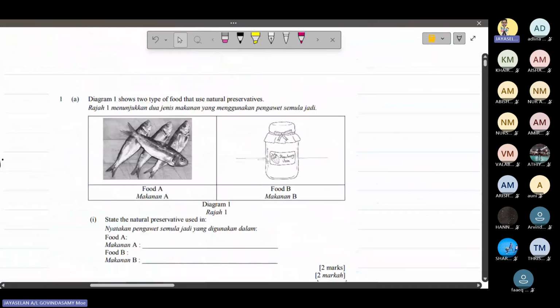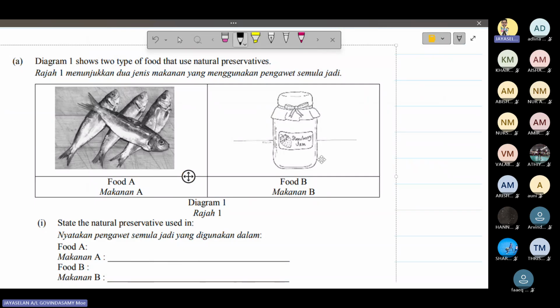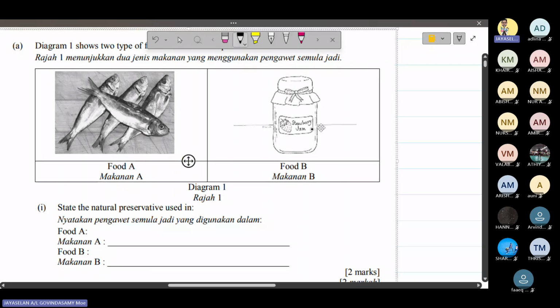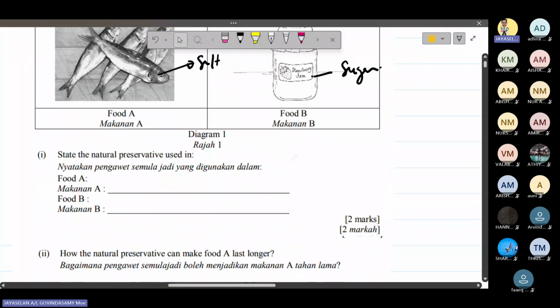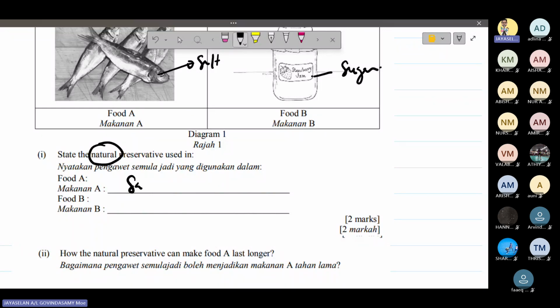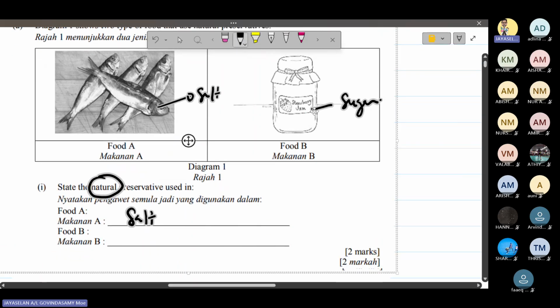Okay, now we go for next question. This is MRSM 2010 paper. They give you ikan masin and the food strawberry jam. In the jam they add what? Sugar. Here they add what? Salt. Must remember. State the natural preservative added in food A. Your answer should be salt. Okay, ikan masin. Next one here, sugar.